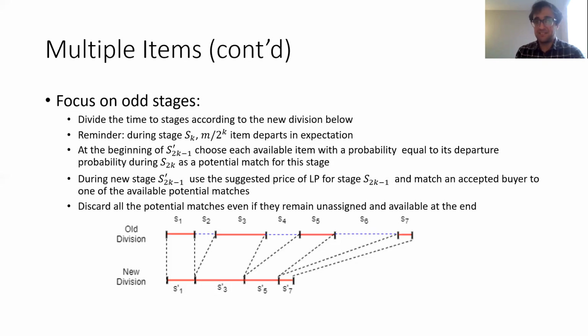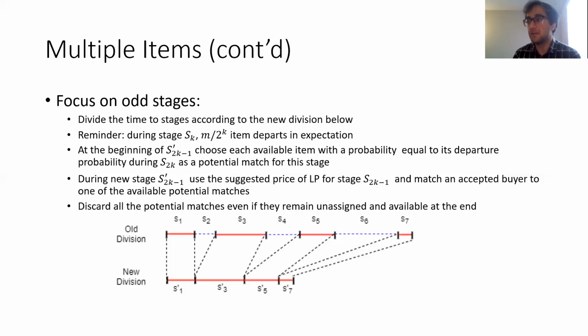With this process, we guarantee that at the end of, for example, S prime 3, or at the beginning of S prime 5, the probability that an item is available is not less than the probability that an item has not departed before the beginning of S5. Here, available means not departed and has not been matched to an accepted buyer. So we have this, and also with this process of discarding, even if they stay unmatched, we guarantee that the events that two items are available at some points are totally independent.